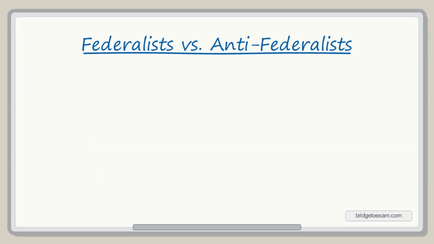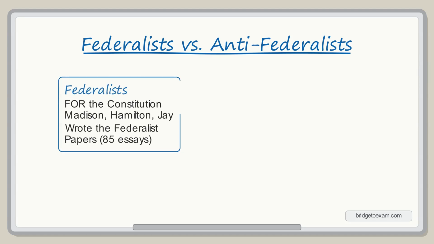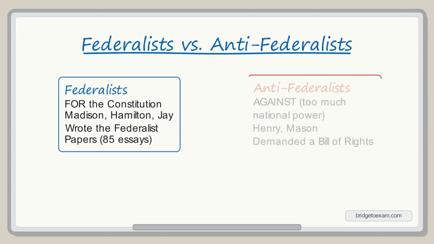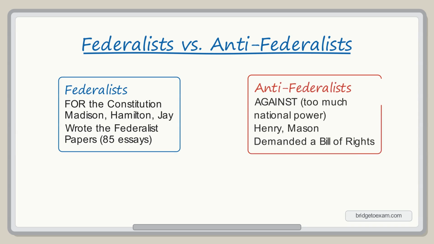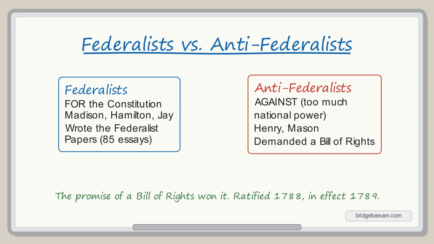One last hurdle. The Constitution needed 9 of 13 states to approve it, and the country split into 2 camps. The Federalists were for it, Madison, Hamilton, and Jay. They wrote the Federalist Papers, 85 essays defending the Constitution. The Anti-Federalists were against it. People like Patrick Henry and George Mason feared the new national government was too strong, and they demanded a Bill of Rights to protect individual freedoms. The promise to add a Bill of Rights is what won over enough states. The Constitution was ratified in 1788 and took effect in 1789.